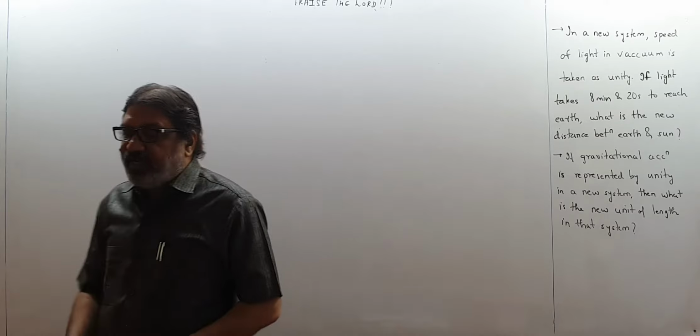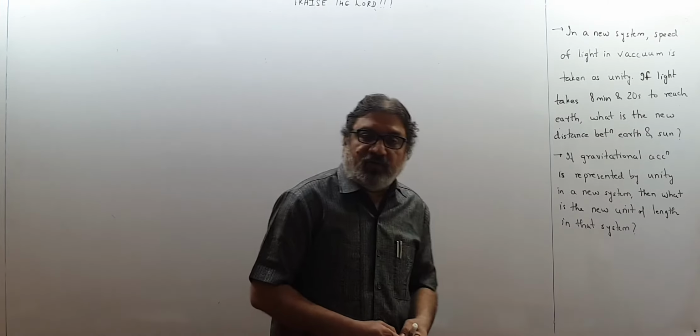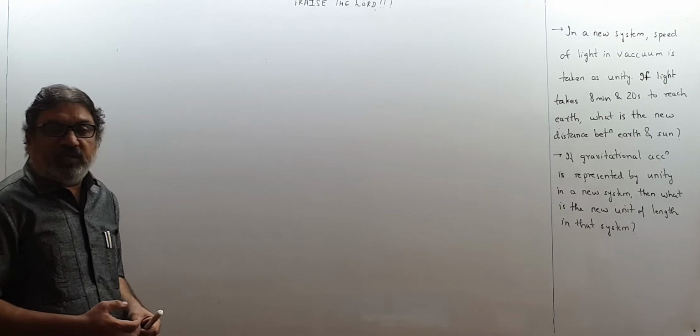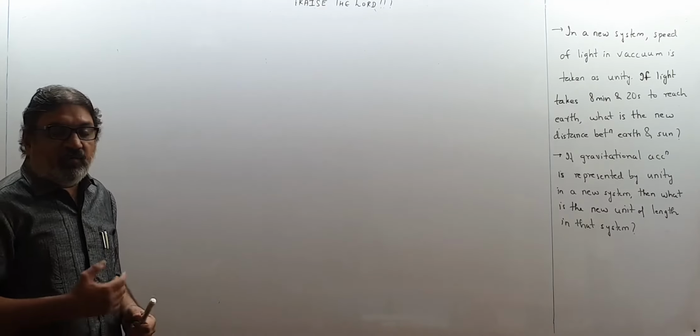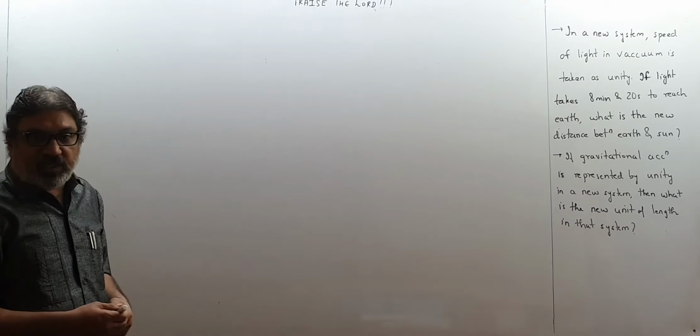So if the speed of light, instead of being counted as 3 into 10 raised to 8 meter per second, we now take as 1 meter per second, and if light was taking 500 seconds to reach Earth, then what is now the distance between Earth and Sun in the new units? We have to find that.